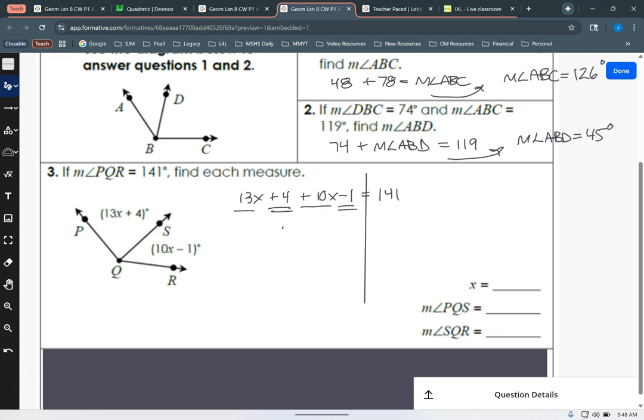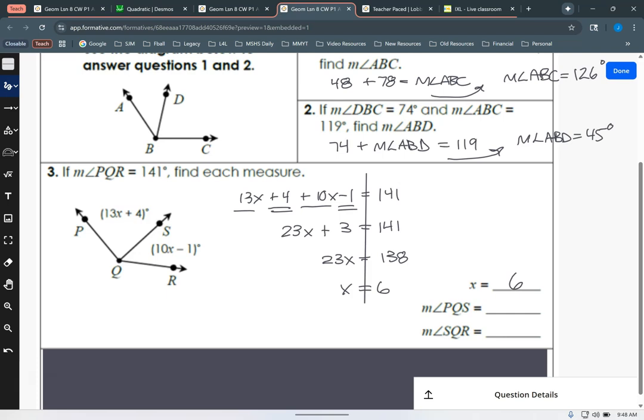I'm going to combine my like terms. That's going to give me 23x plus 3 is equal to 141. And then I'm going to minus 3 from both sides. It's going to give me 23x is equal to 138. And then I'm going to get x is equal to 6, right? How'd you do? 6? Yes? Okay, good. So we can write our x equals 6 what?